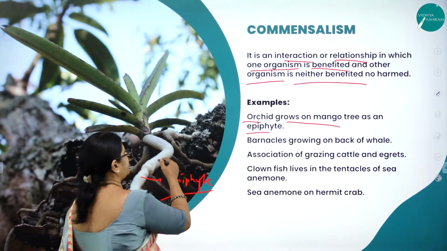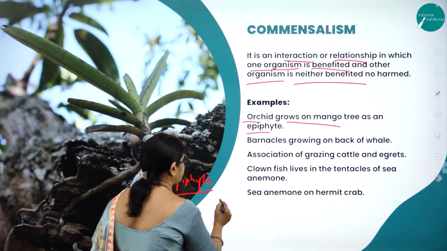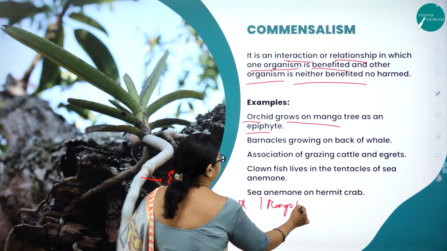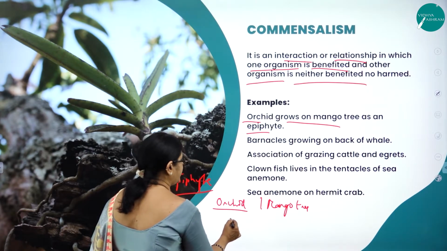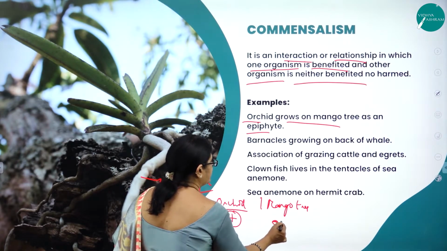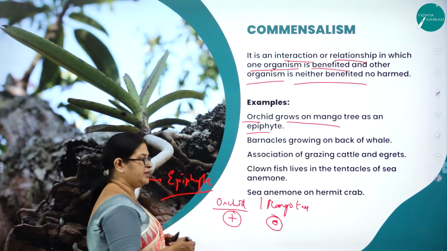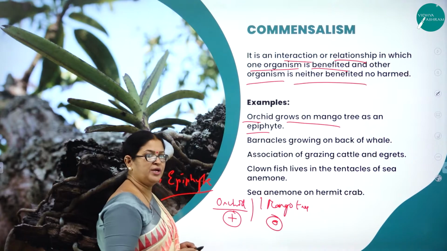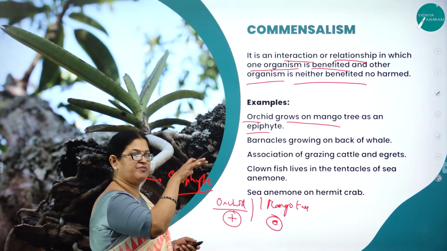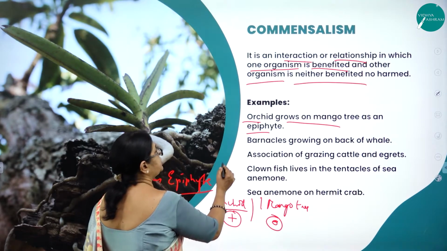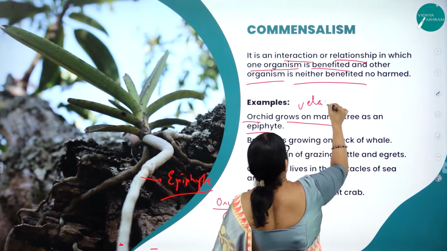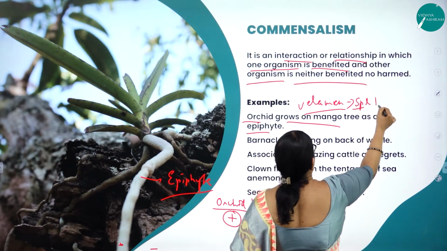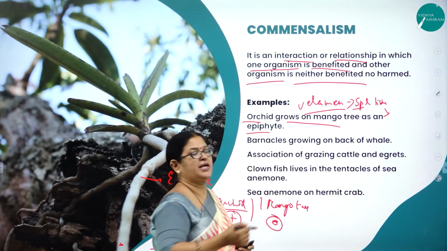So you can see an orchid growing. Here the interaction is between the orchid and the mango tree. Here the orchid is benefited and the mango tree is neither benefited nor harmed. So who is benefited here? The orchid is benefited. It is getting a space to grow. It's an epiphyte that grows on top of the other. And it has a very important tissue called velamen. Epiphytes have a very special tissue which absorbs the atmospheric moisture.